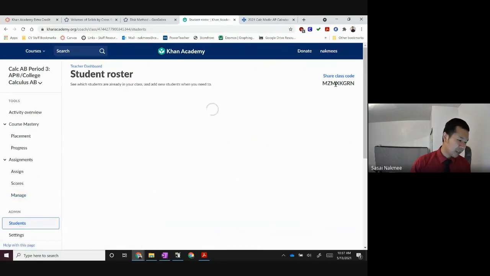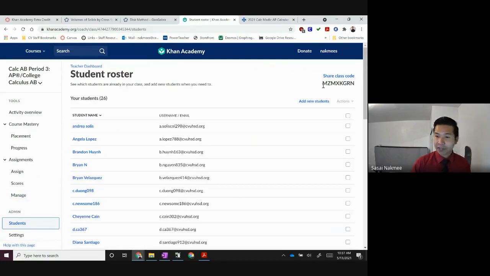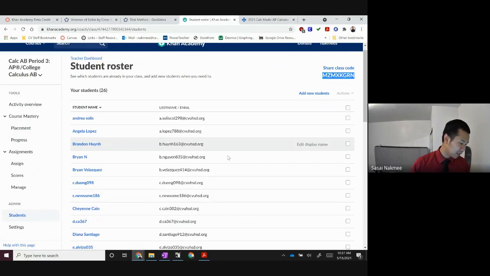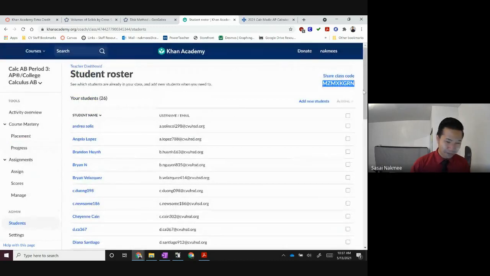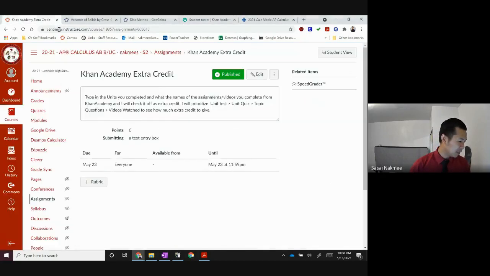Here it is. The class code is right here, Sam, if you want to join my Khan Academy class if you haven't done so already. It doesn't look like you have. So let me put that in the chat, Sam, if you're still there. Yes, you are. So there's the Khan Academy code. Use that to join my class on Khan Academy. I'll go put that up on the page right here as well.